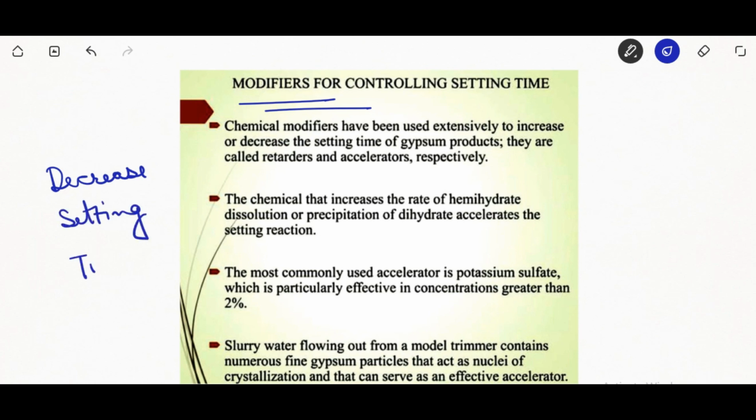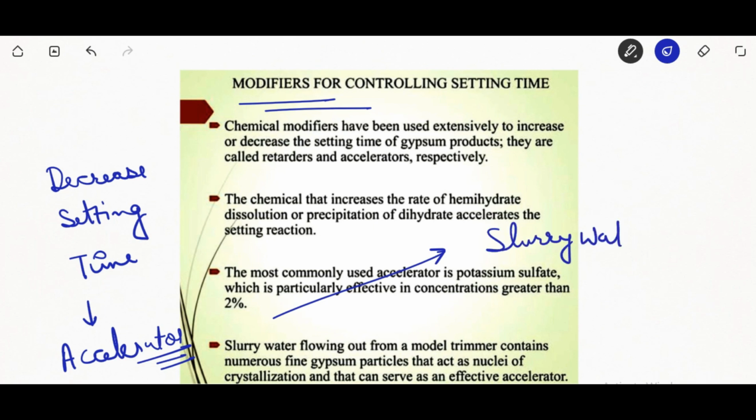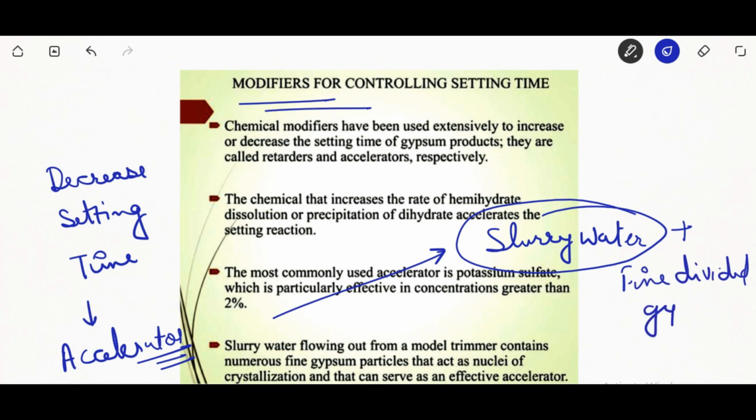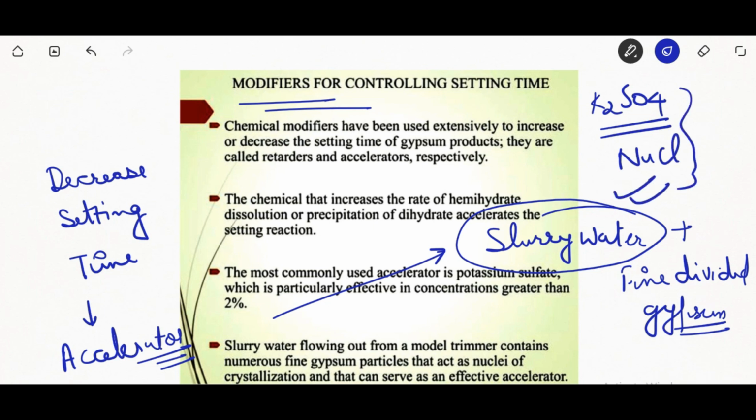What are accelerators? Examples of accelerators can be finely powdered gypsum, another source of gypsum such as slurry water, or low concentrations of salts like potassium sulfate and sodium chloride. They act by making the hemihydrate more soluble, so that will decrease the setting time.